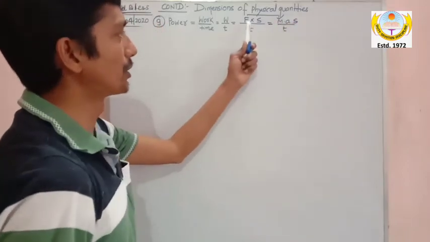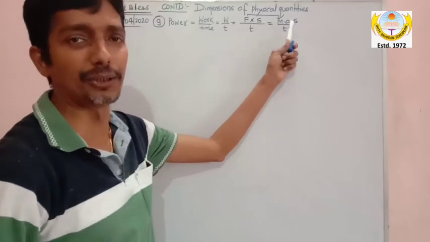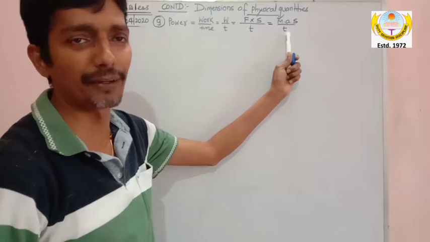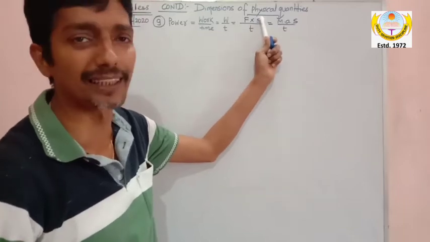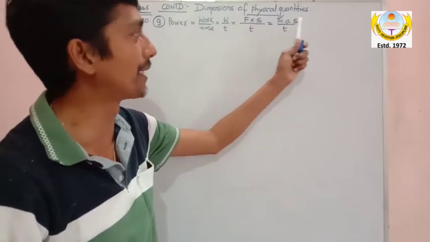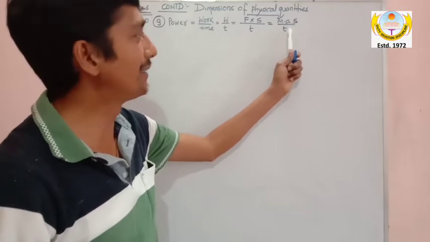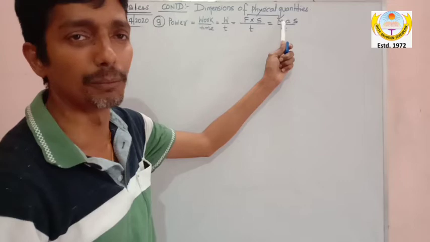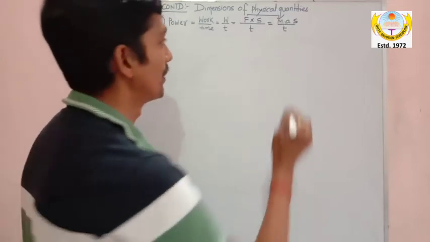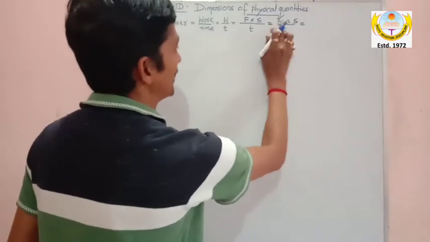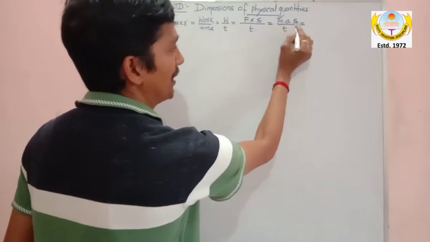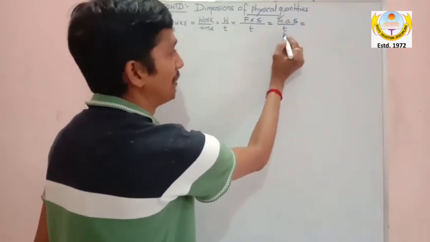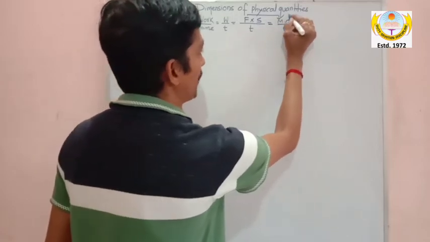I hope you understood that force is written as mass into acceleration and S as it is, S divided by T. Why have I not converted S? Because S is already fundamental. Displacement can be written as length and T is fundamental. So only force was a derived quantity, which I broke into mass and acceleration. Now, my dear, in this step mass is fundamental, displacement which is written as length is fundamental, and time is fundamental, acceleration is not fundamental.